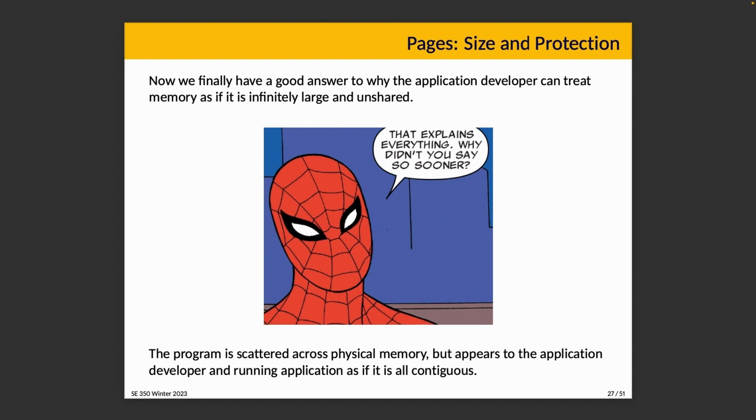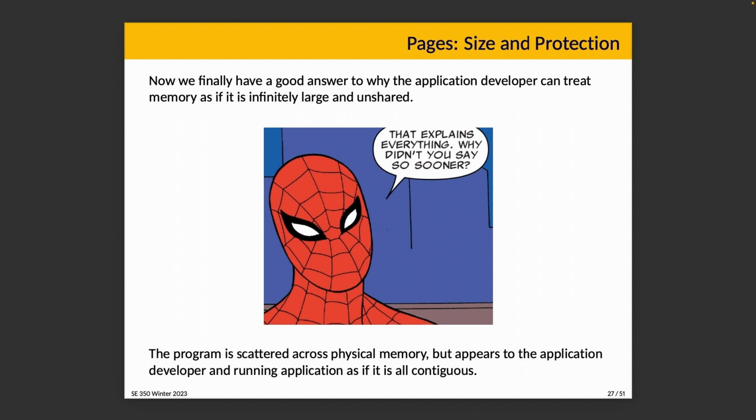Okay, so now we finally have an explanation as to why things are the way they are. Why an application developer can treat main memory as if it is infinitely large and unshared, because we use a paging type system. This results in scattering the program across physical memory. That's fine, but as far as the application developer is concerned, you can't tell. There's no difference.